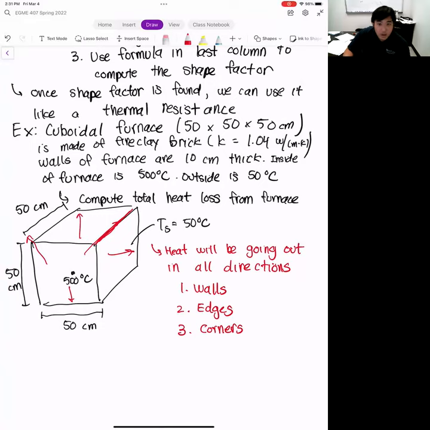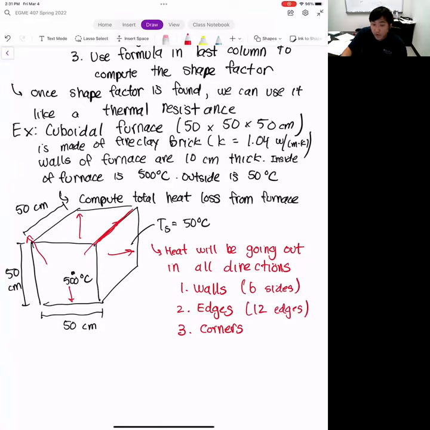So let's count how many walls, edges, and corners we have on this cube. For the walls, we basically just have a cube, so we have 6 sides to the structure. In terms of edges, we have 12.